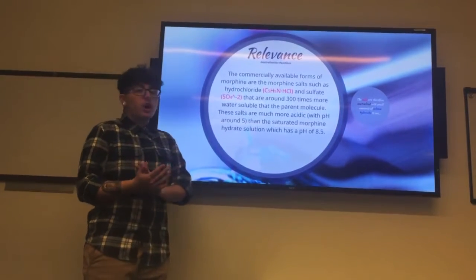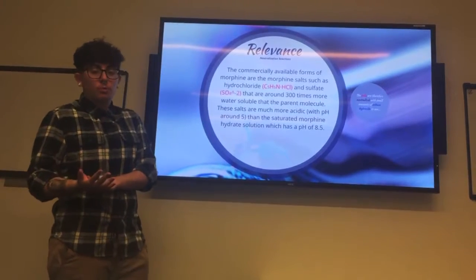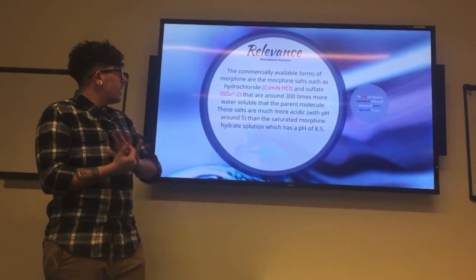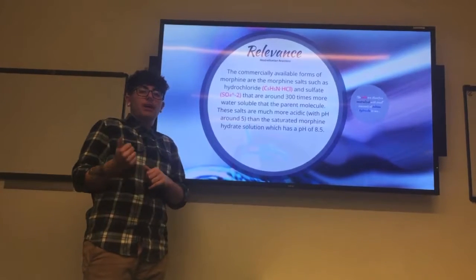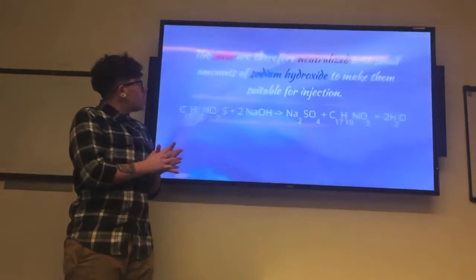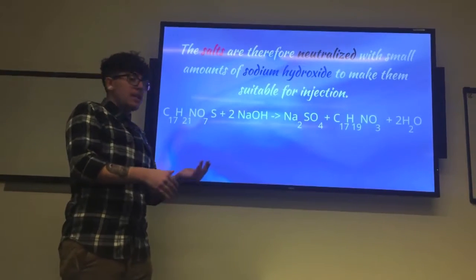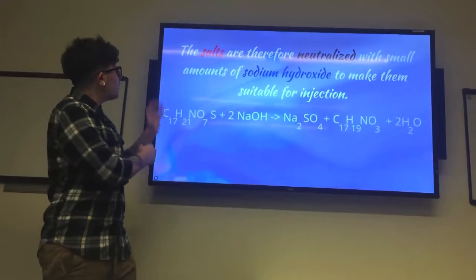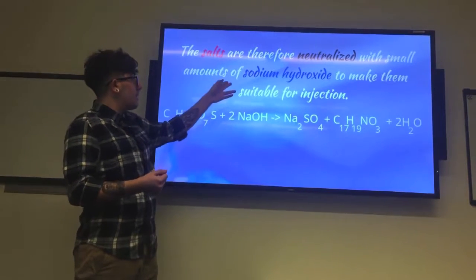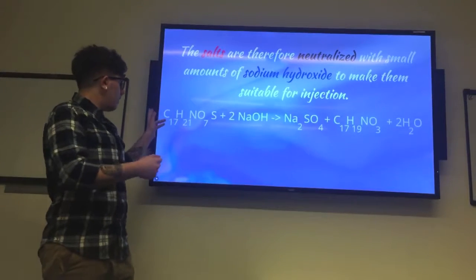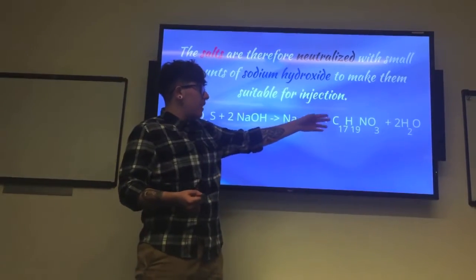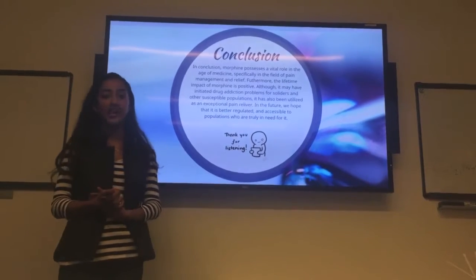The commercially available forms of morphine are the morphine salts, such as morphine hydrochloride or morphine sulfate, and these are actually 300 times more water soluble than the parent molecule, morphine itself. In addition, the salts are a lot more acidic, with a pH of 5 compared to a saturated morphine hydrate solution, which has a pH of 8.5. So to get the morphine into your body, there has to be a neutralization reaction that occurs. The salts are neutralized with small amounts of sodium hydroxide, the salt being the acid and the base being the sodium hydroxide, and so this is the chemical equation, and the products end up being sodium sulfate, morphine itself, and H2O.